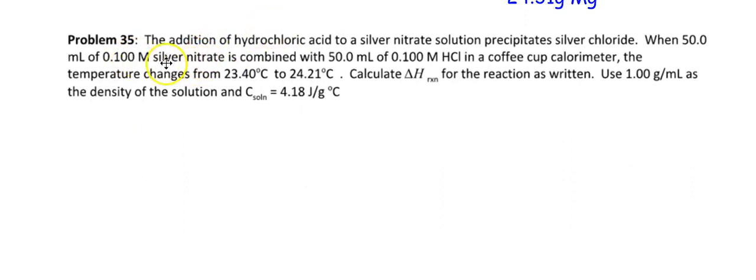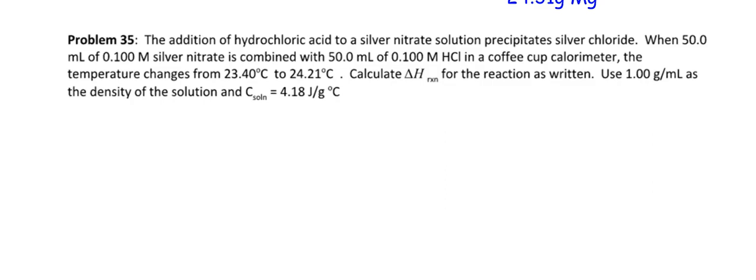So anyway, I have 50 mL of 0.1 molar silver nitrate combined with 50 mL of 0.1 molar HCl in a coffee cup. The temperature changes from 23.4 to 24.21. What does that mean? The temperature went up, so the solution is absorbing the energy from the reaction. The solution is gaining energy, that's endothermic, so your reaction must be exothermic. That's right. So calculate the delta H of the reaction as written.